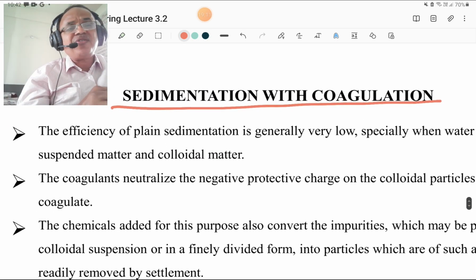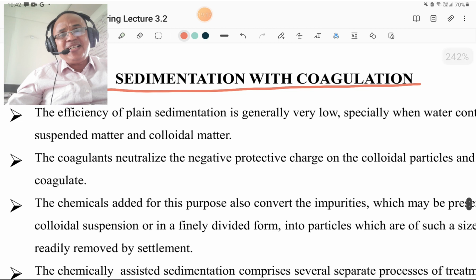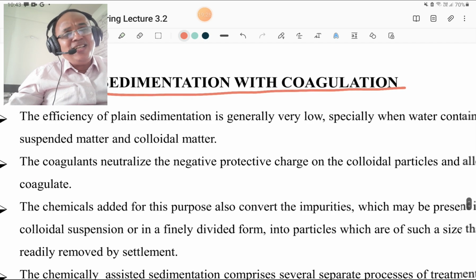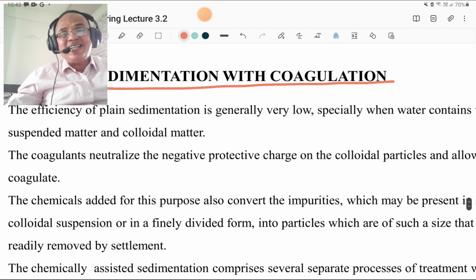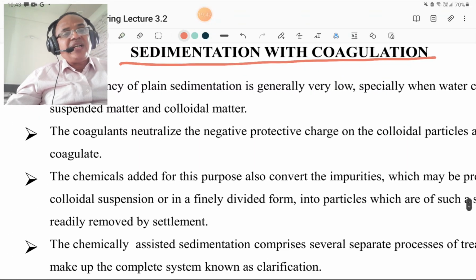Then we are going to discuss sedimentation with coagulation. That is nothing but sedimentation, but some coagulants are used to activate the coagulation process. The efficiency of plain sedimentation is generally low, especially when water contains suspended matter and colloidal matter. The coagulants neutralize the negative protective charge on the colloidal particles and allow them to coagulate. That is very important: coagulants neutralize the negative protective charge on the colloidal particles.